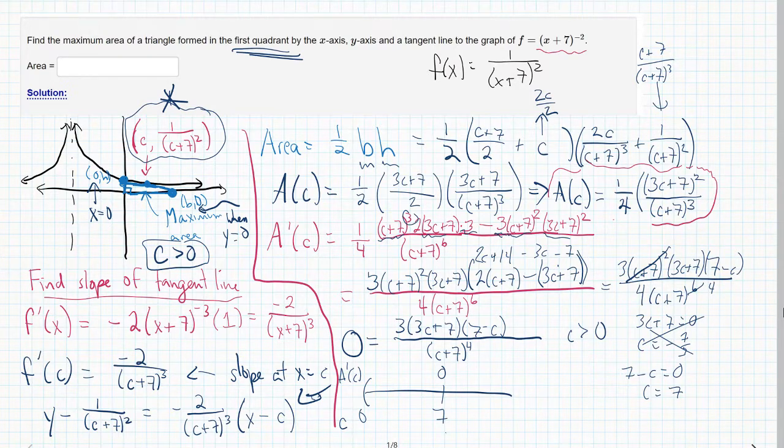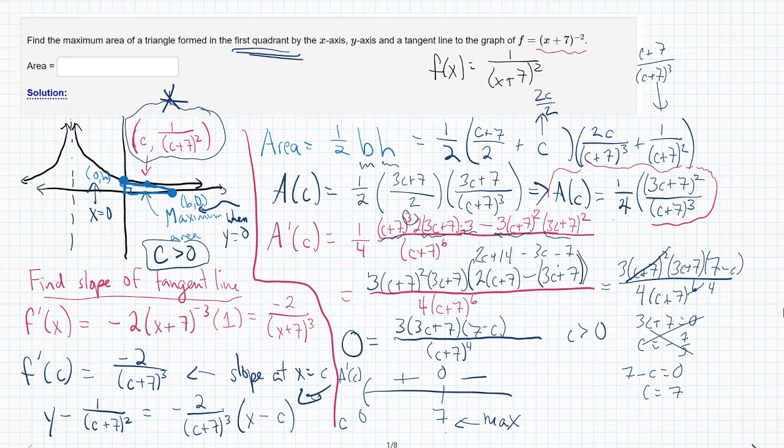Positive divided by a positive, so that makes this positive. And then plug in a number greater than 7, like 10. So notice you have a positive when you plug it into the 3c plus 7. And 7 minus 10 is negative, so positive times negative is negative, and the denominator is always positive. So at the end of the day, we get negative increasing to decreasing. That means this is the max occurring right there.